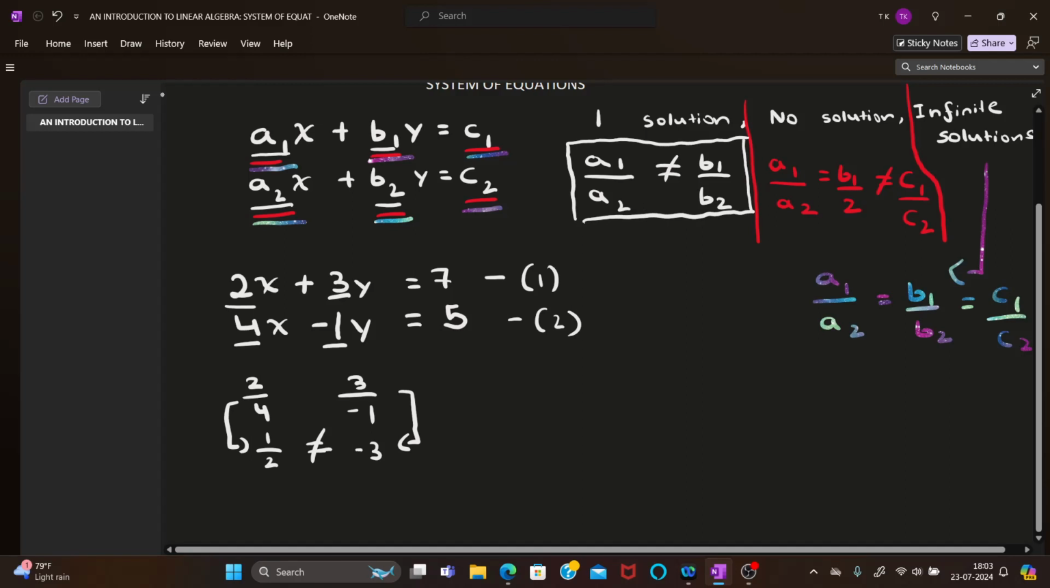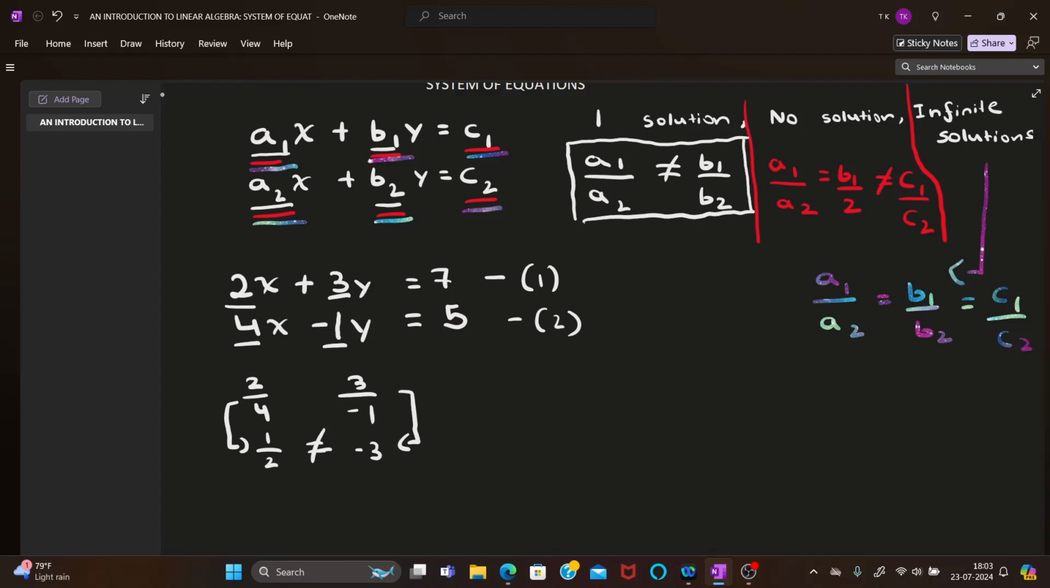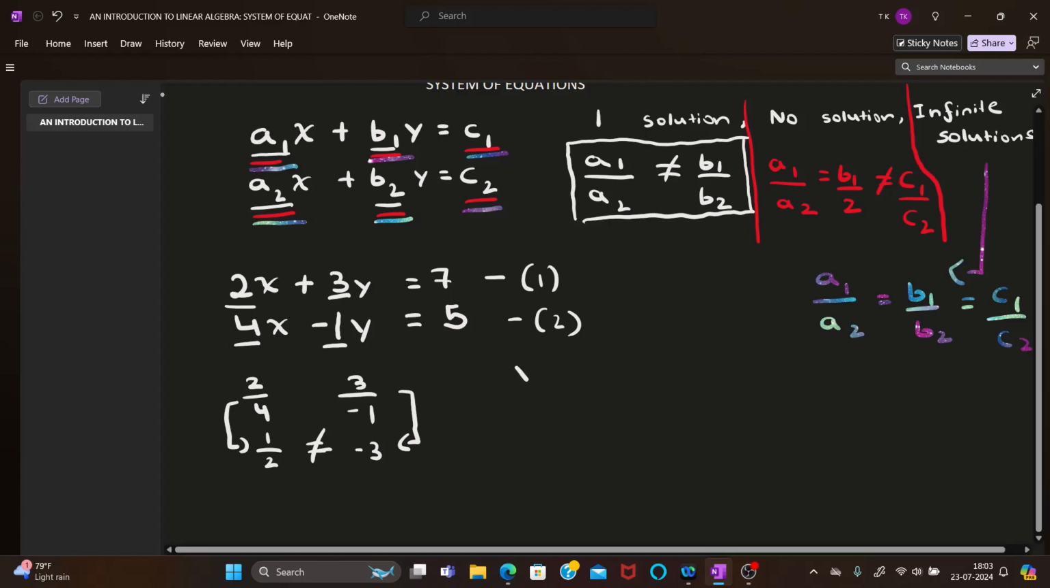So now we can solve this out. I'll solve it out just to show you what the one solution is. So basically there are several ways you can solve it, but I'm just going to look at equation 2 and make it in terms of y. So this would become y is equal to 4x minus 5.